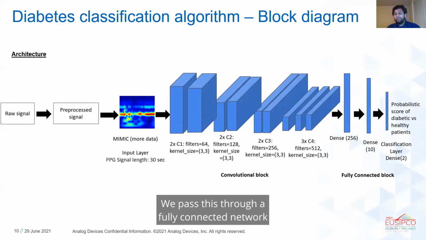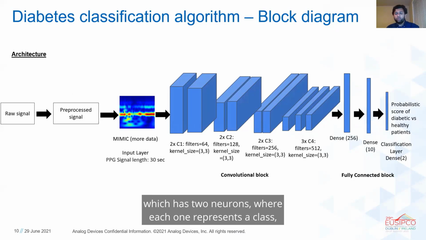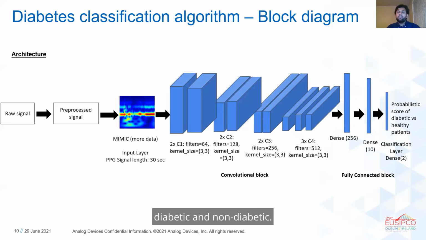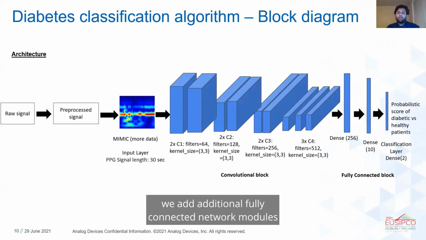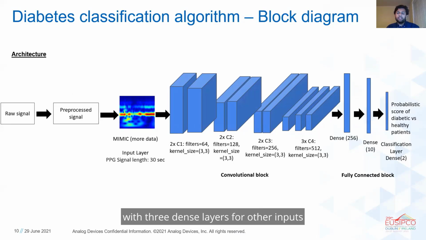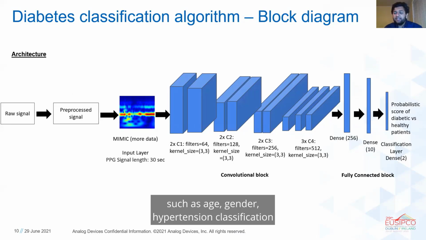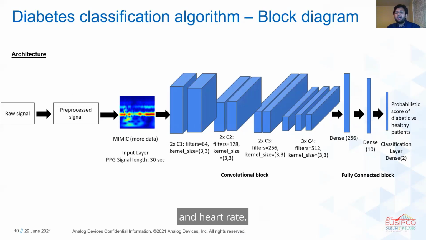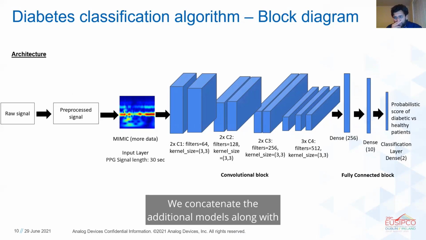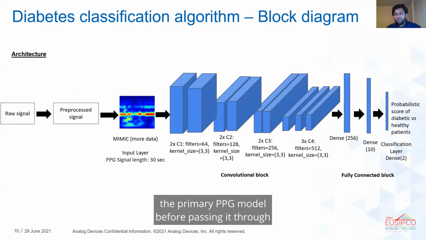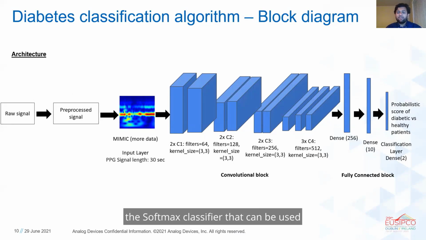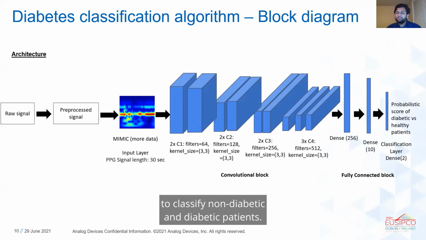We pass this through a fully connected network containing 2 dense layers and finally to a classifier which has 2 neurons, where each one represents a class, diabetic and non-diabetic. In addition to the PPG input, we add additional fully connected network modules with 3 dense layers for other inputs such as age, gender, hypertension classification, and heart rate. We concatenate the additional models along with the primary PPG model before passing it through the softmax classifier that can be used to classify non-diabetic and diabetic patients.